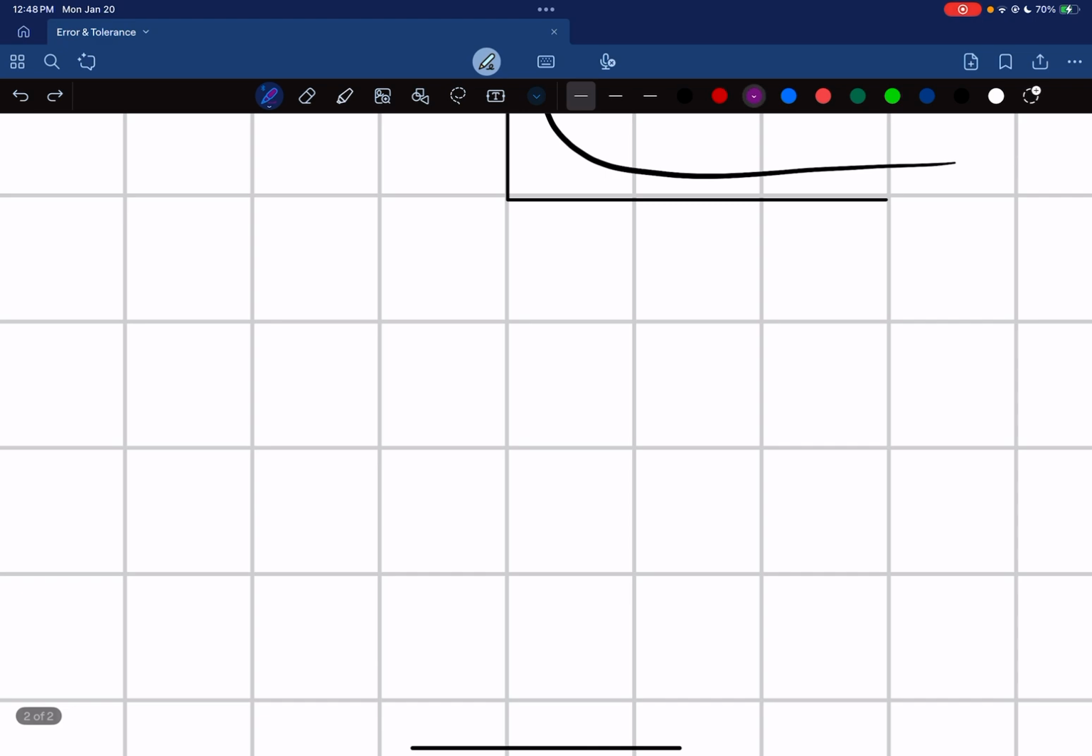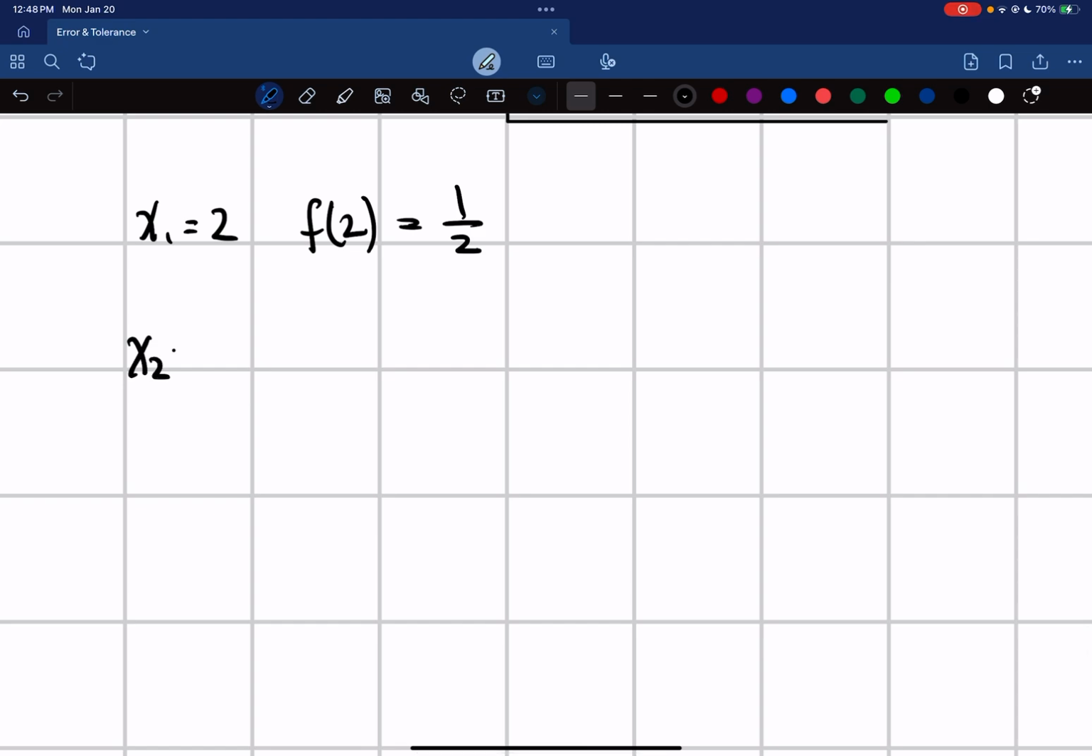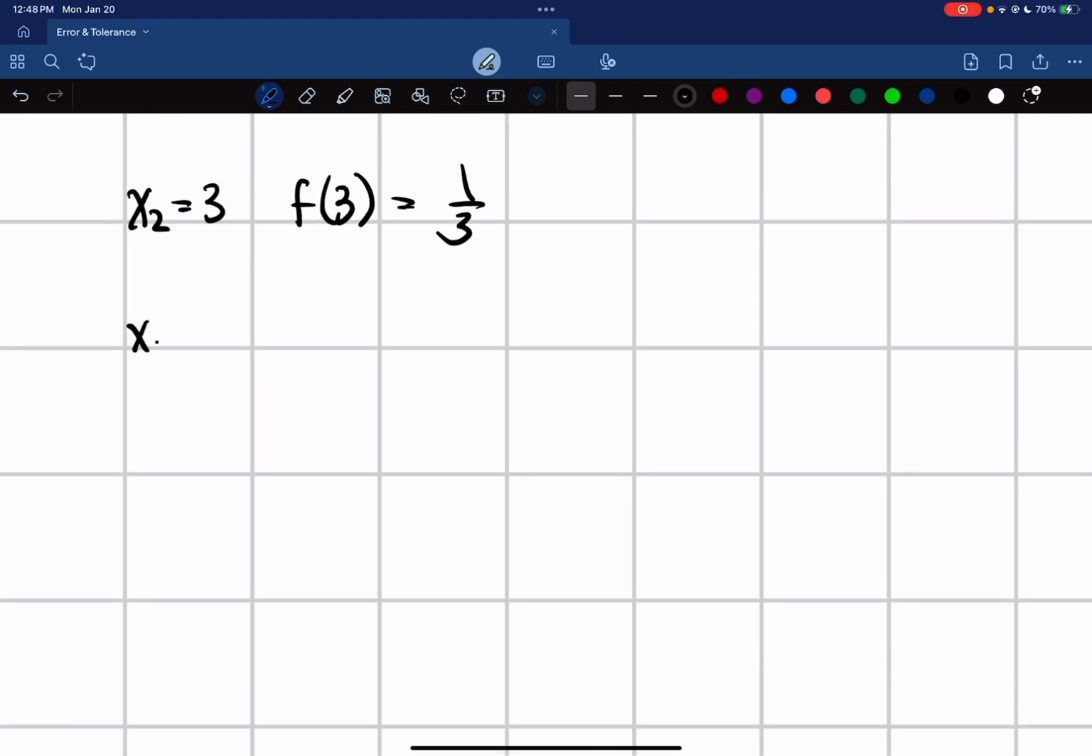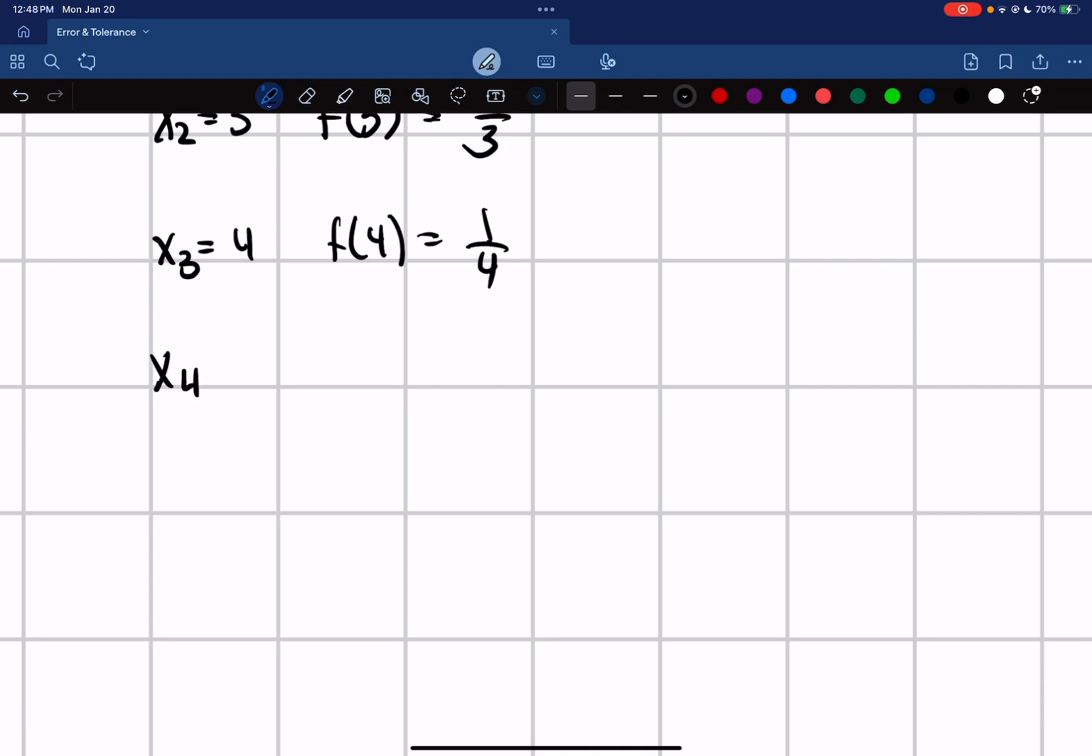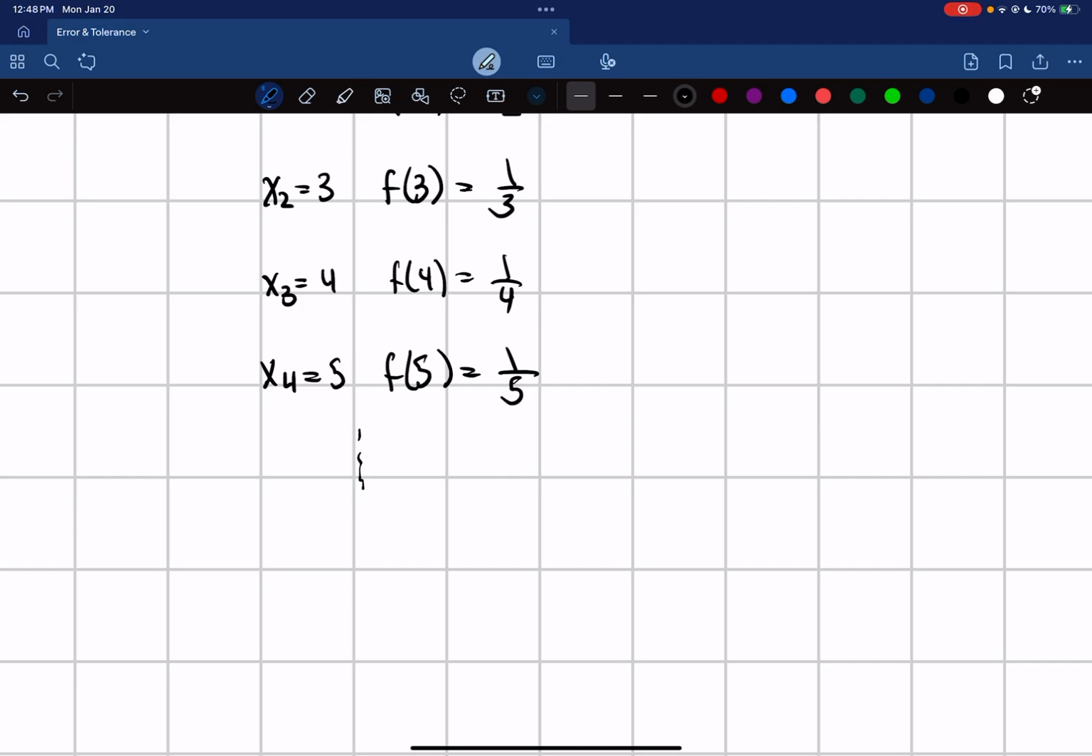So let's say my first guess, x at 1, equals 2. So my function at 2 equals 1 over 2. And then my second guess is going to be 3, so my function at 3 equals 1 over 3. And then x at 3 equals, let's say, 4. And this will obviously keep going until you have something to break the loop. So here we'll do this as the last one. This will keep going until you stop it eventually, but let's say it stops here. Your algorithm stops here.